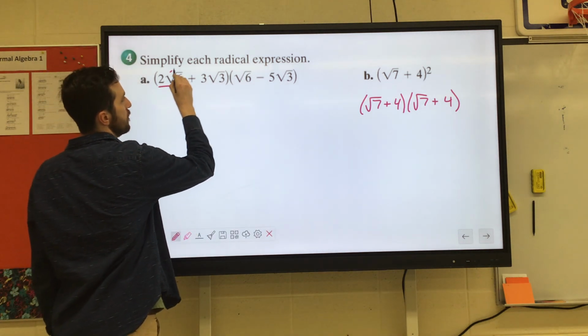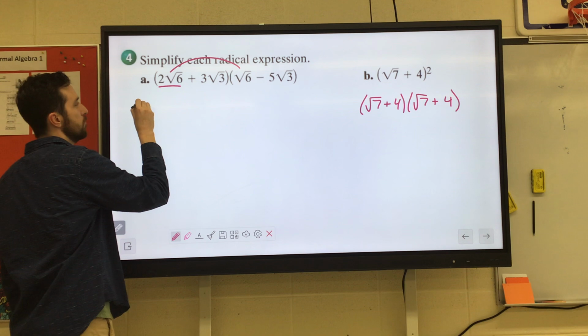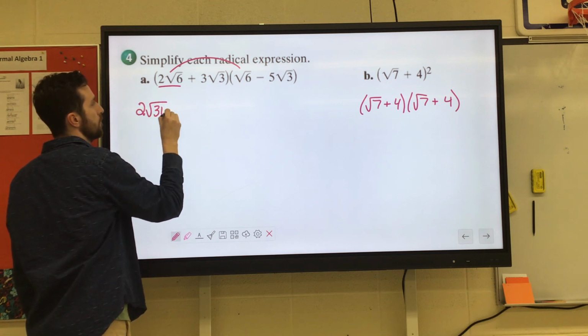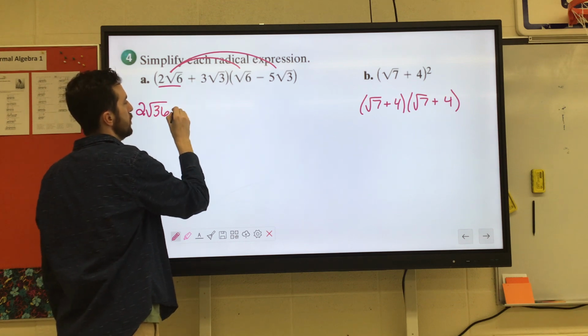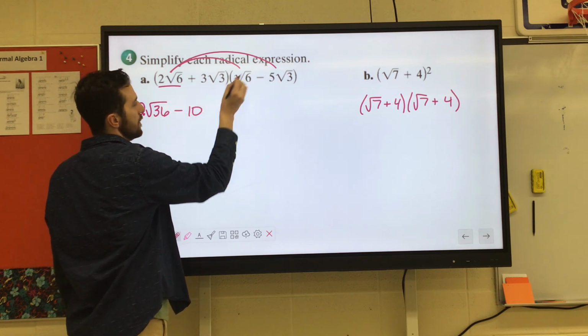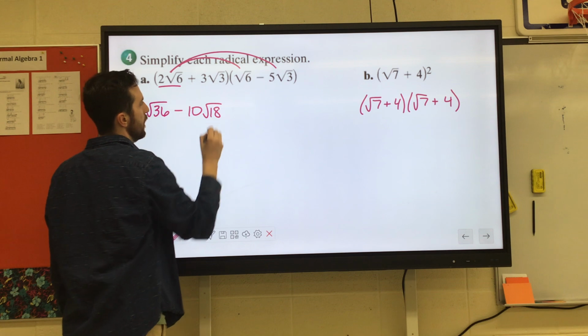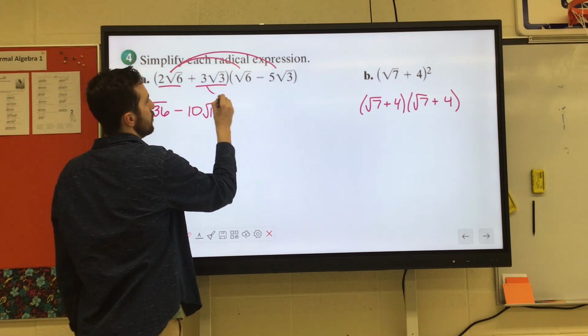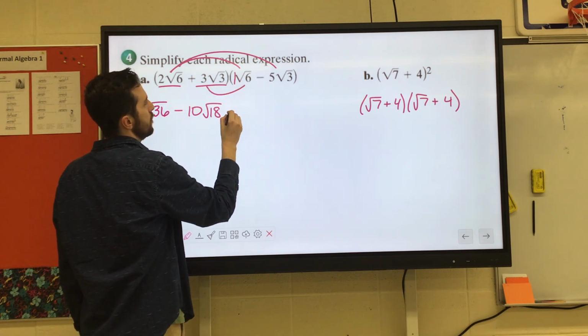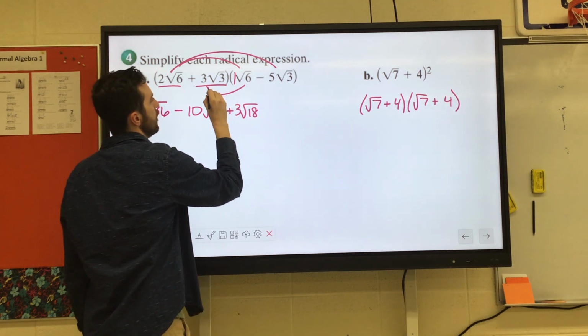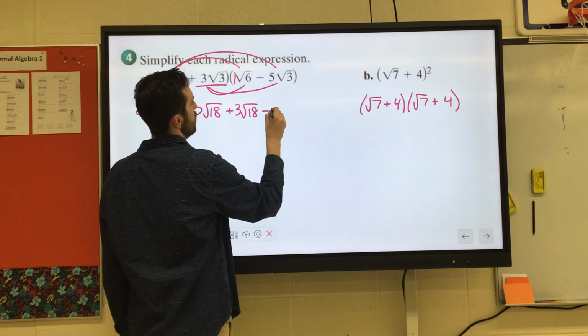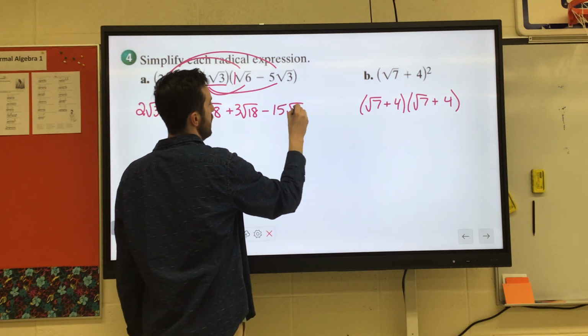2 root 6 times 1 root 6 would be 2 root 36. 2 root 6 times negative 5 root 3, well, 2 times negative 5 is negative 10, 6 times 3 is 18. All right. 3 root 3 times 1 root 6 would be 3 root 18. And 3 root 3 times negative 5 root 3 would be negative 15 root 9.